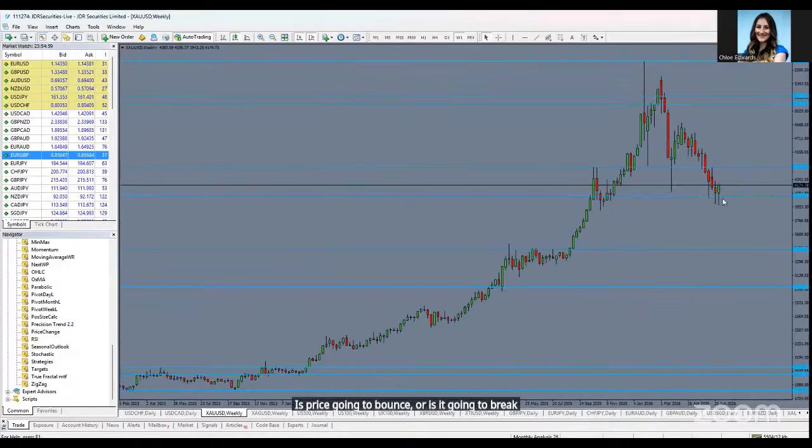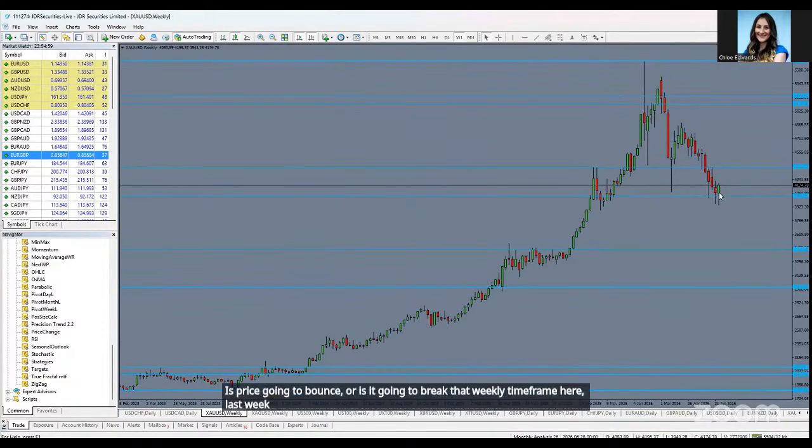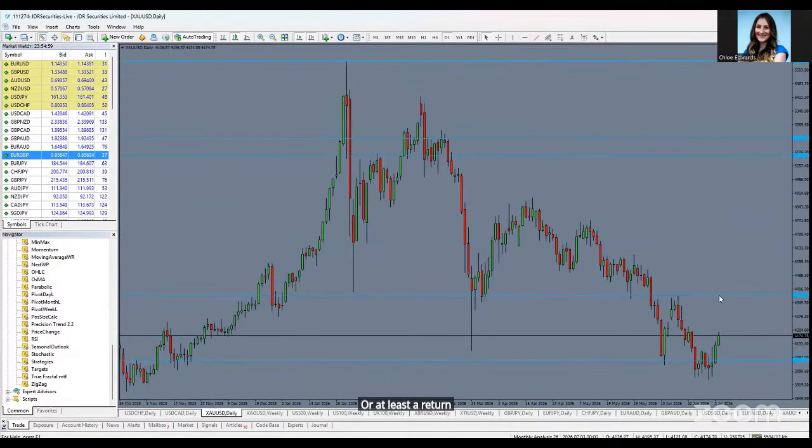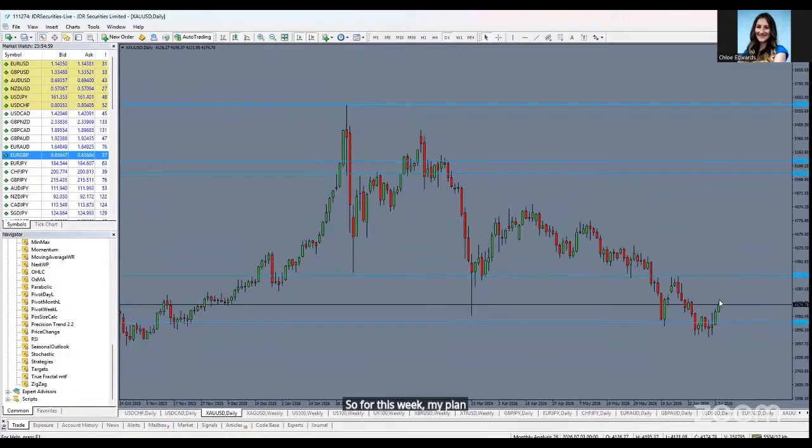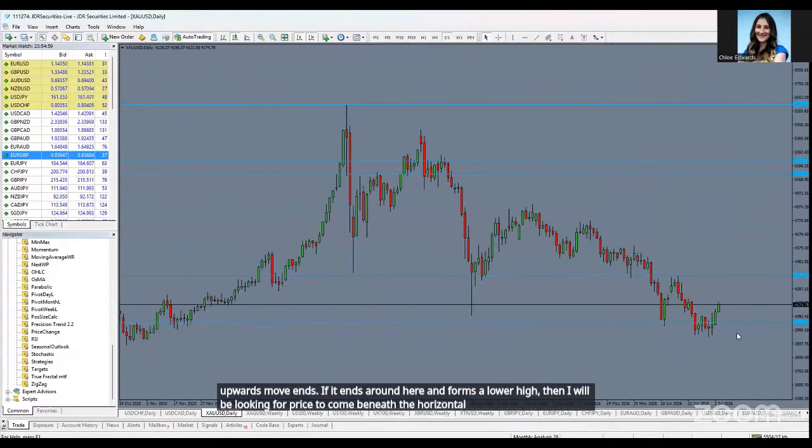Weekly time frame here, last week it did bounce. So that suggests to me certainly the potential for a return to the uptrend, or at least a return up to this next horizontal level here, at which point it could turn around again. So for this week, my plan is I'm going to wait and see where this upwards move ends. If it ends around here and forms a lower high, then I will be looking for price to come beneath the horizontal level and trade short.